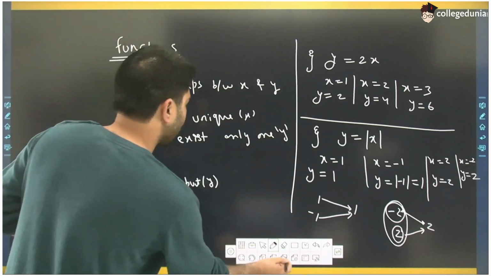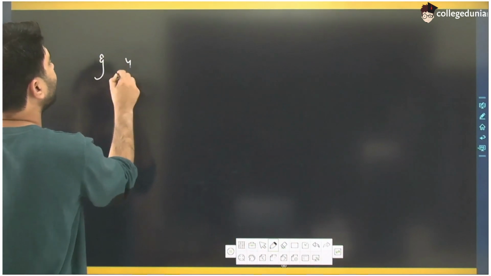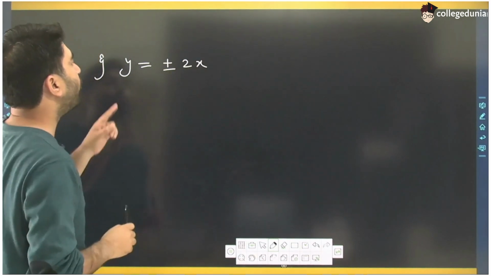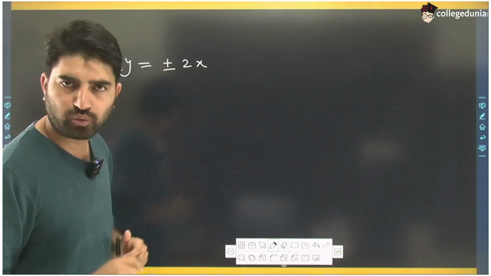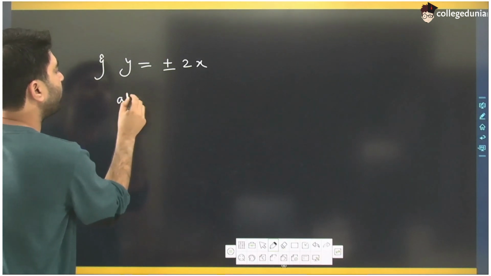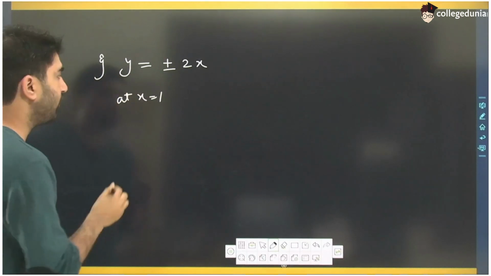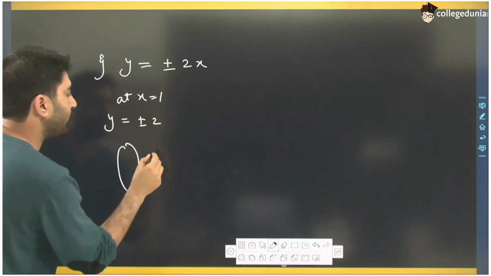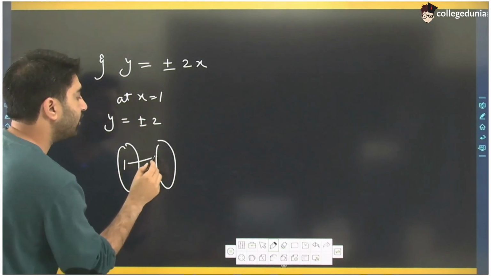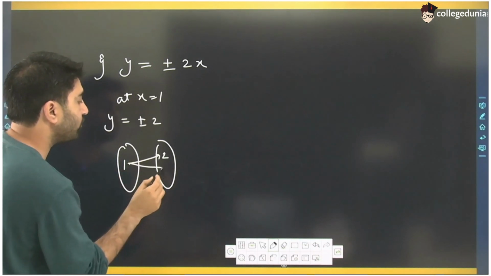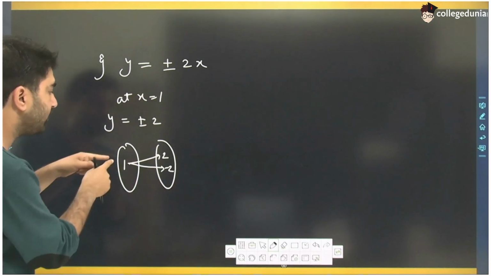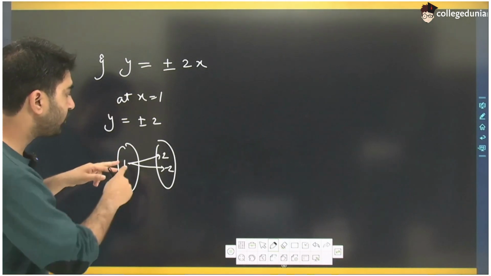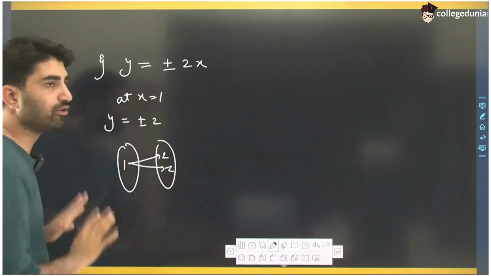Suppose there is an example. Let's say y is equal to plus minus 2x. Now for x equal to 1, y will be plus minus 2. It means in the domain there is an element 1 which is related to 2, and this is also related to minus 2. So in this example, 1 has two images, one is 2 and another one is minus 2.